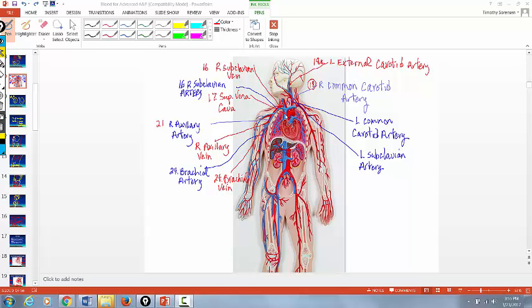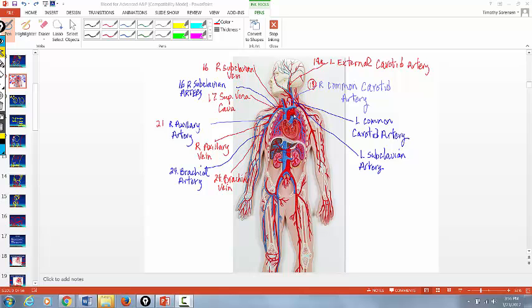We're going to start here with the superior vena cava. That's where all the venous blood from the upper body drains into the right atrium. And then the superior vena cava branches into a very small right brachiocephalic vein, then a rather longer left brachiocephalic vein.